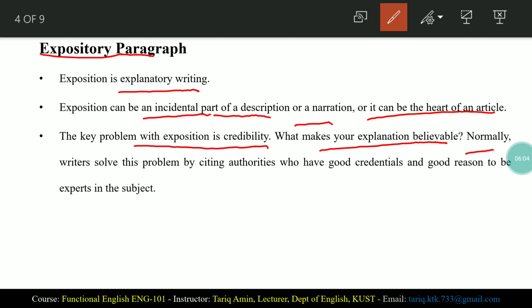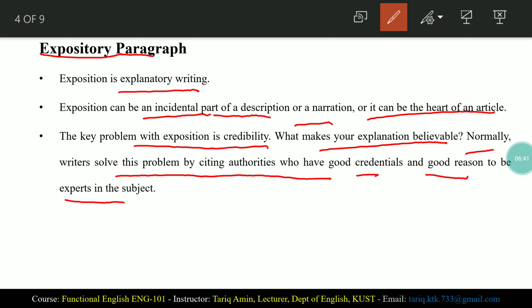Normally, writers solve this problem by citing authorities who have good credentials and good reason to be experts in the subject. For example, you are explaining noun, and in order to explain noun, you refer to different authors, you cite different grammarians that are internationally acknowledged as grammarians. So, in order to make what you say believable, you cite different authors or different authorities in your area.